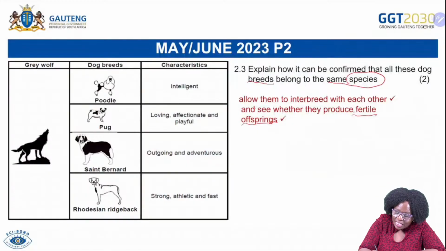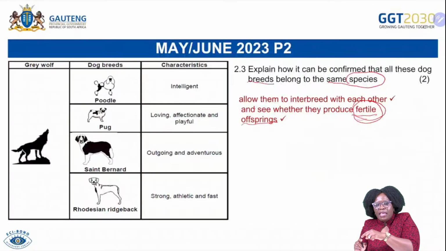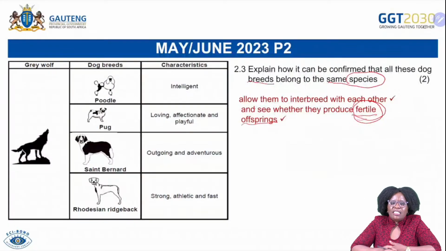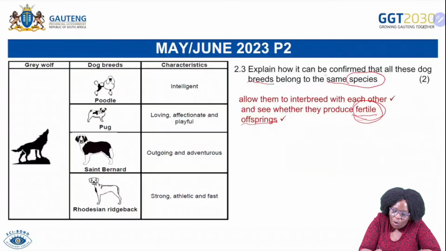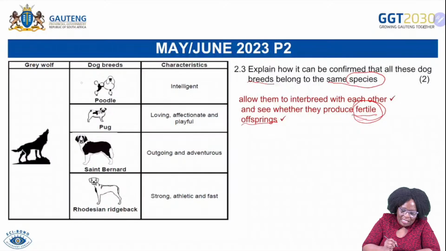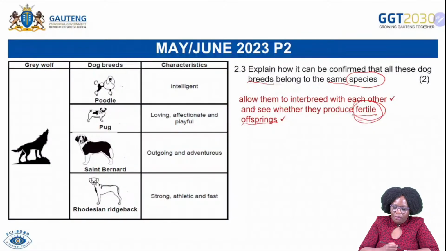So in other words, the offspring that is being produced must be able to carry on and produce more offspring because it is fertile. If there's infertility, then we see that that is not a species. So in other words, because they said, explain how it can be confirmed that all these dogs, you are looking at all these dogs that are mentioned here, right? How it can be confirmed, it's because this dog can mate with this, and this one can mate with that, and this one can mate with that.